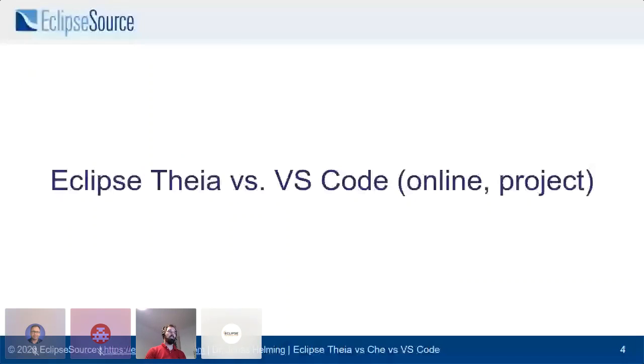All right, so let's start with Theia and VS Code. And for VS Code, there are already different things that I will explain in a second. So there's not just VS Code, there's also VS Code Online, which is part of the GitHub Codespaces offering. It's an online version of VS Code. And there is the product that you can actually download. Plus there's an open source project backing that up.